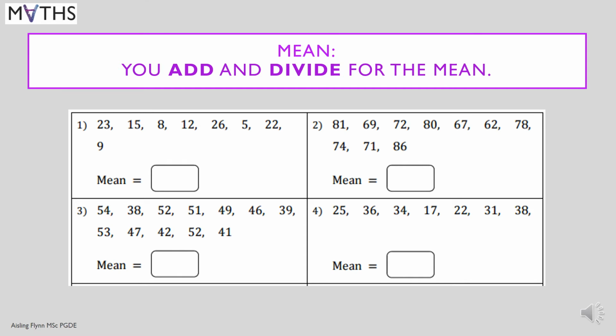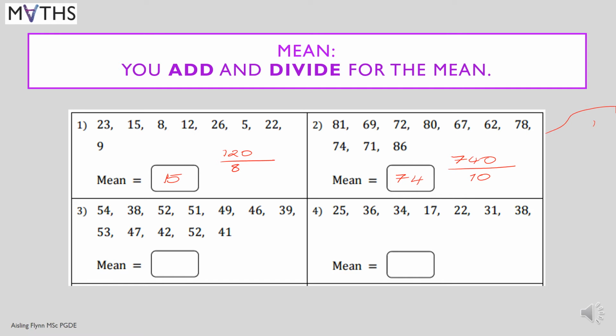Okay, so for the first one, I got 120 when I added them, and I have to divide by 8. So that gave me a mean of 15. Did you get 15? For the second one, I got 740 when I added all the values, and I have to divide by 10. So I got a mean of 74. Did you get that?